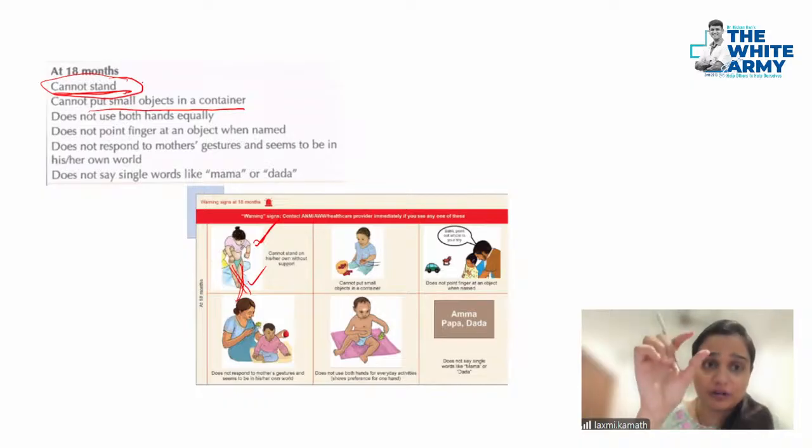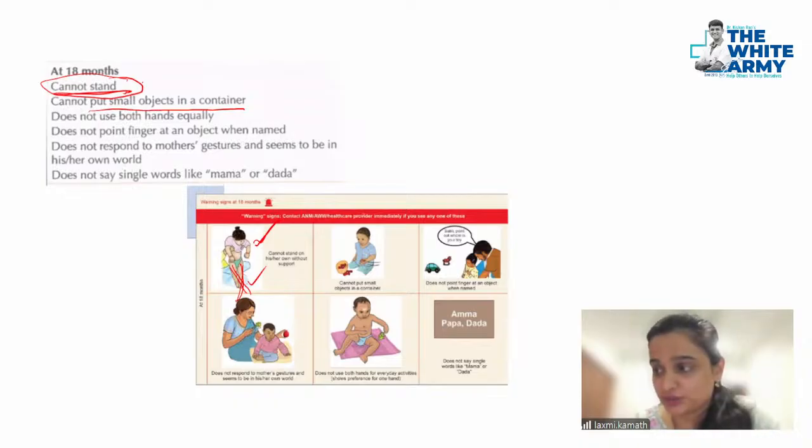So meaning along with the mature pincer grasp, there should be some amount of coordination, that is cognition, that is required to pick it and drop it in the containers. This requires a good cognition also. So if that is lacking, then it is a red flag sign.